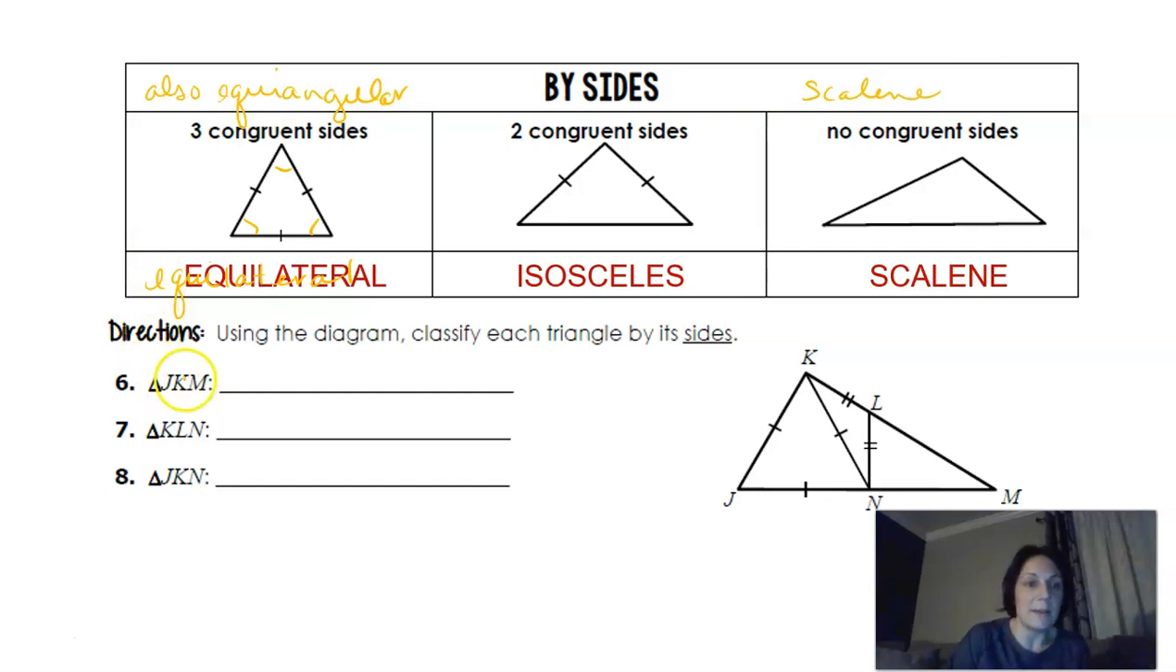Right. So again, let's go down here and give these guys some names. J, K, M. So in my picture, J, K, M is this whole giant triangle, right? So I've got this side, and this big long side. All right, so let's see. Do we have any sides that match?